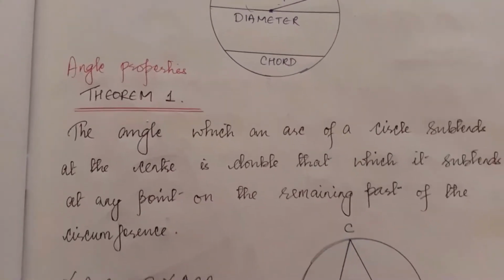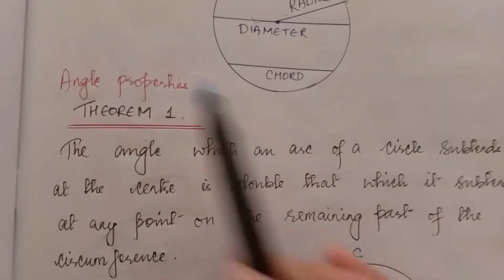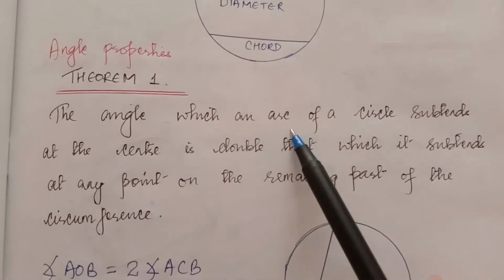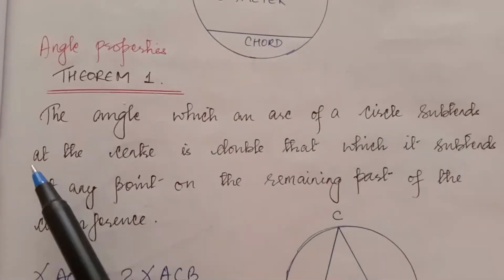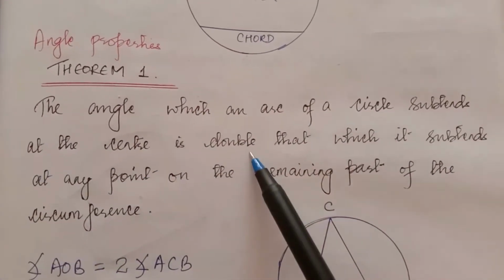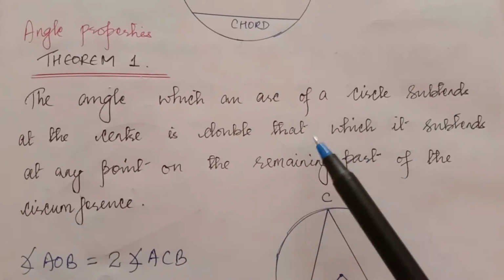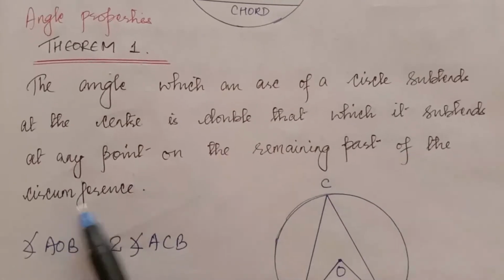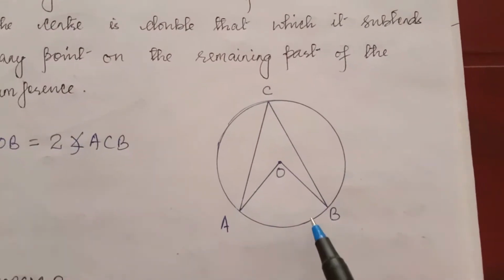Now we will discuss some theorems. First, angle properties. Theorem 1: the angle which an arc of a circle subtends at the center is double that which it subtends at any point on the remaining part of the circumference. Arc means any part of the circle.